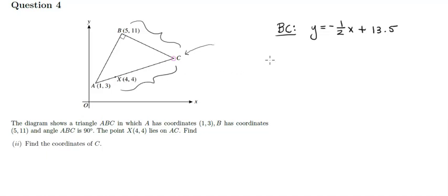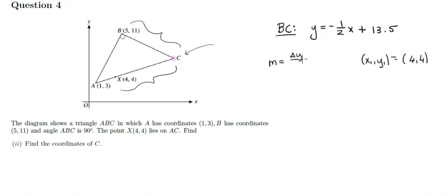So remember, to get the equation of any straight line, you first need its gradient, and you also need a point on the line. For AC, we already have 2 points, so we can choose any of these points as x1, y1. So for example, we could take X to be x1, y1. So we'll say that's 4, 4. But now the gradient of AC is basically going to be the same as the gradient of AX. So we can get the gradient between these 2 points in order to get the gradient of AC.